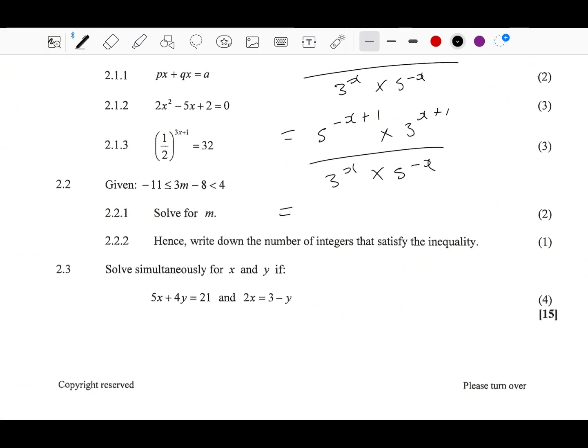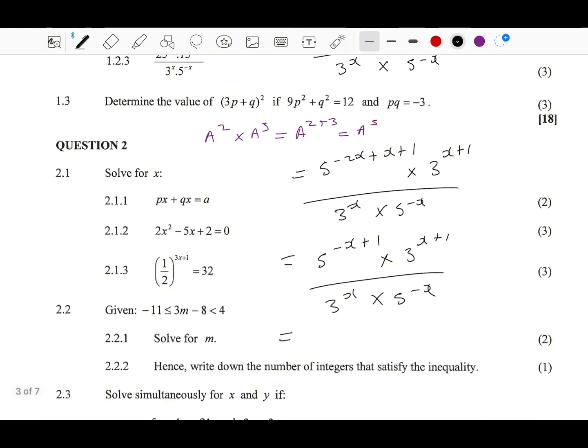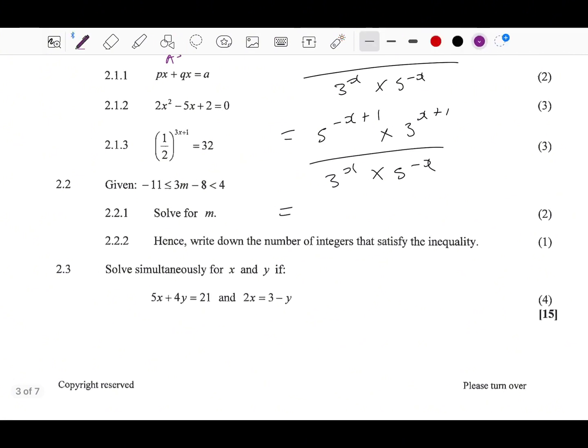And then from here, now we're doing the same thing as this one, but now we're doing a division rule. So if you have a squared divided by a power 3, that can be written as a squared minus 3, which is a power negative 1. So if bases are the same, therefore you subtract the exponents. Okay, so that's what you're going to be doing here. So you have 5 power minus x plus 1 times 3 power x plus 1. Let me just do it.